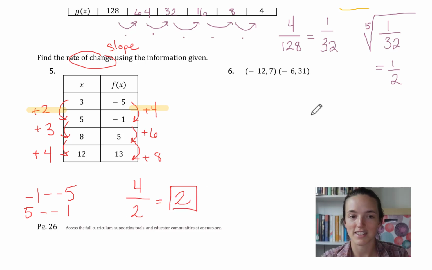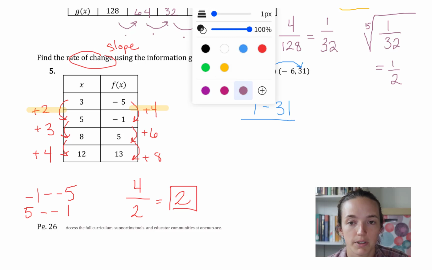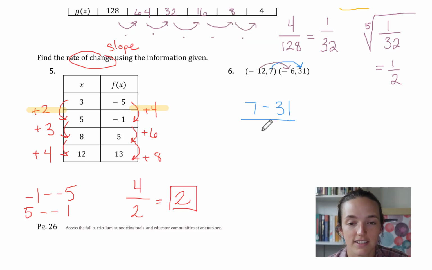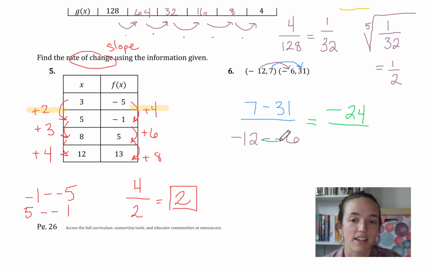Okay, last but not least, same thing, rate of change, same as slope. So I'm going to think about rise over run. To get from this y to this y, I would take 7 minus 31. And to get from this x to this x, negative 12 minus negative 6. Okay, so 7 minus 31 is negative 24. Minus negative is the same thing as plus. So negative 12 plus 6 would be negative 6. And if I simplify that, I get 4.